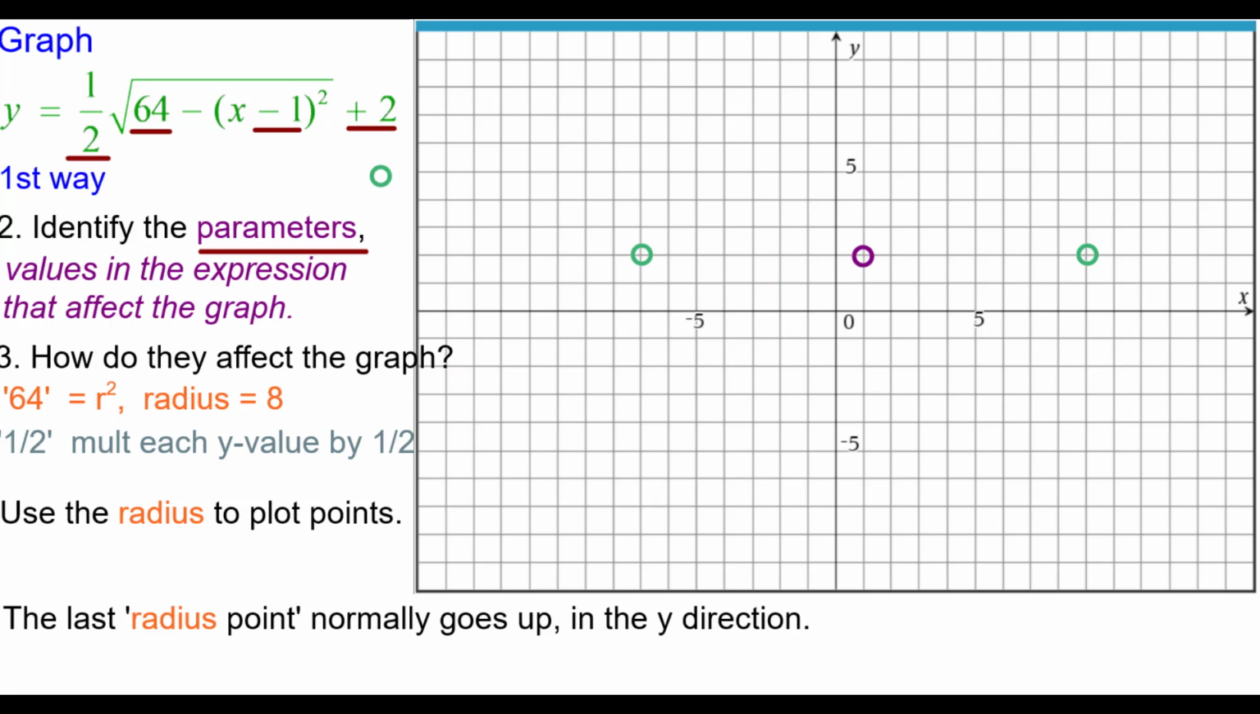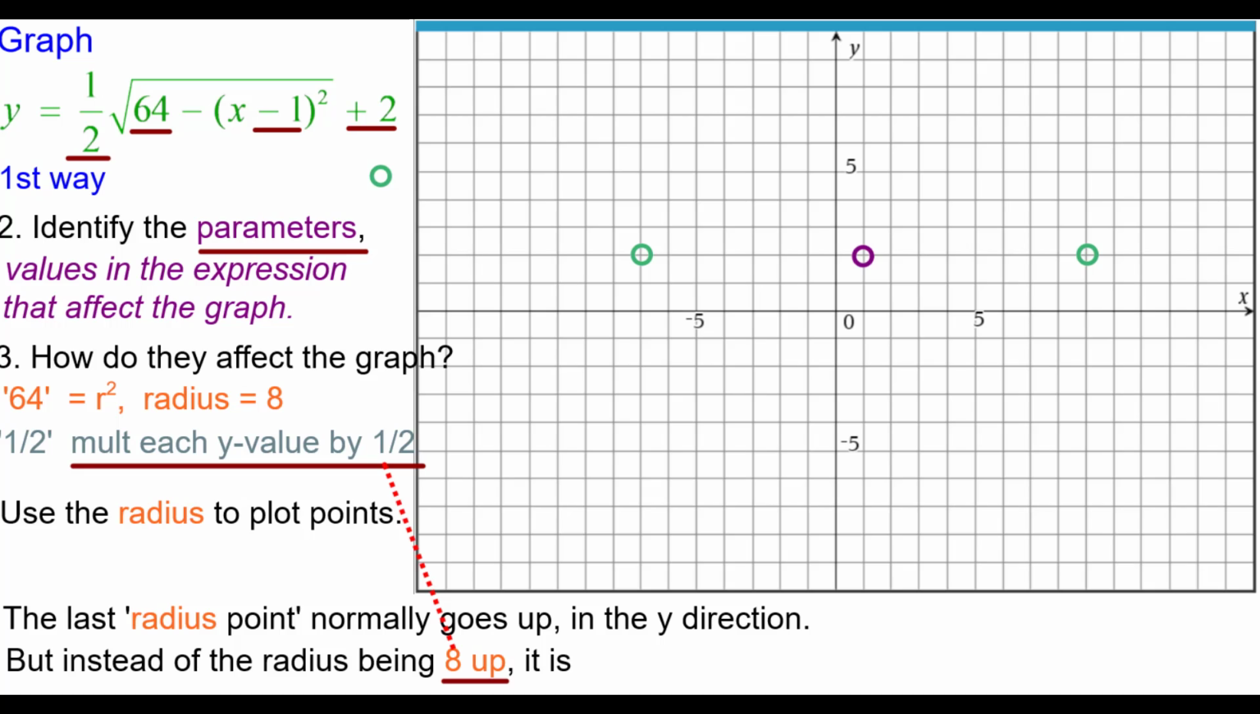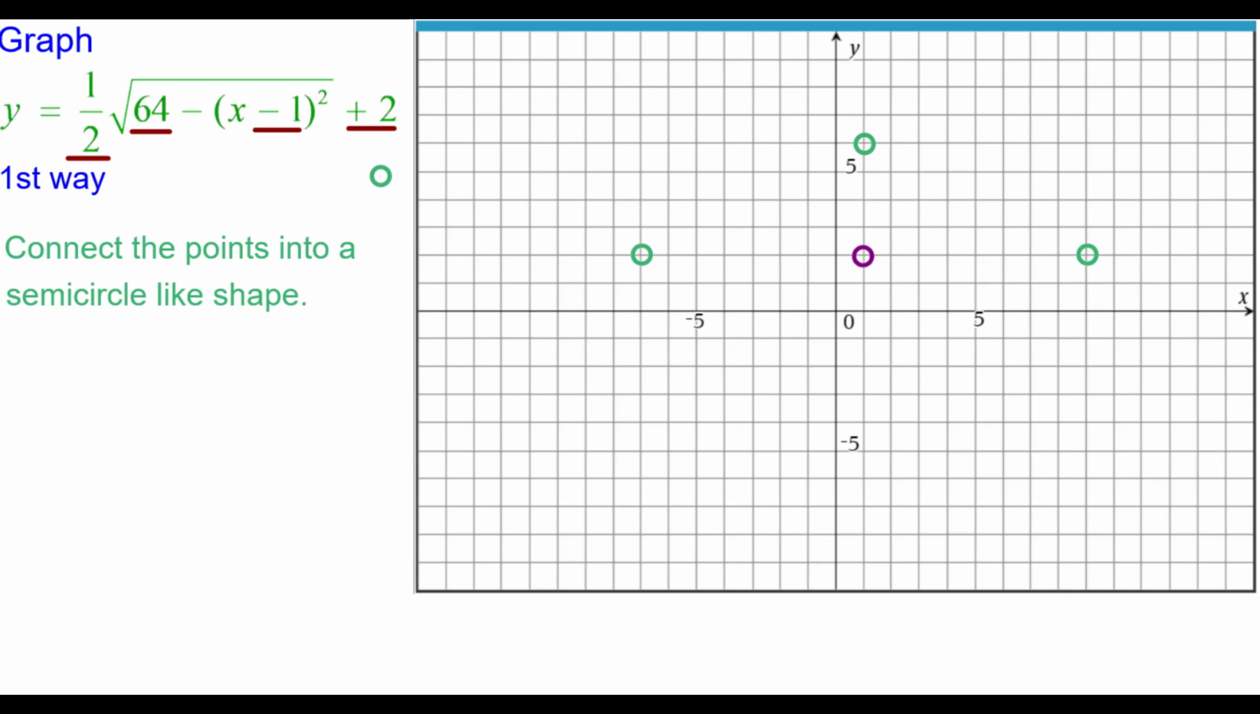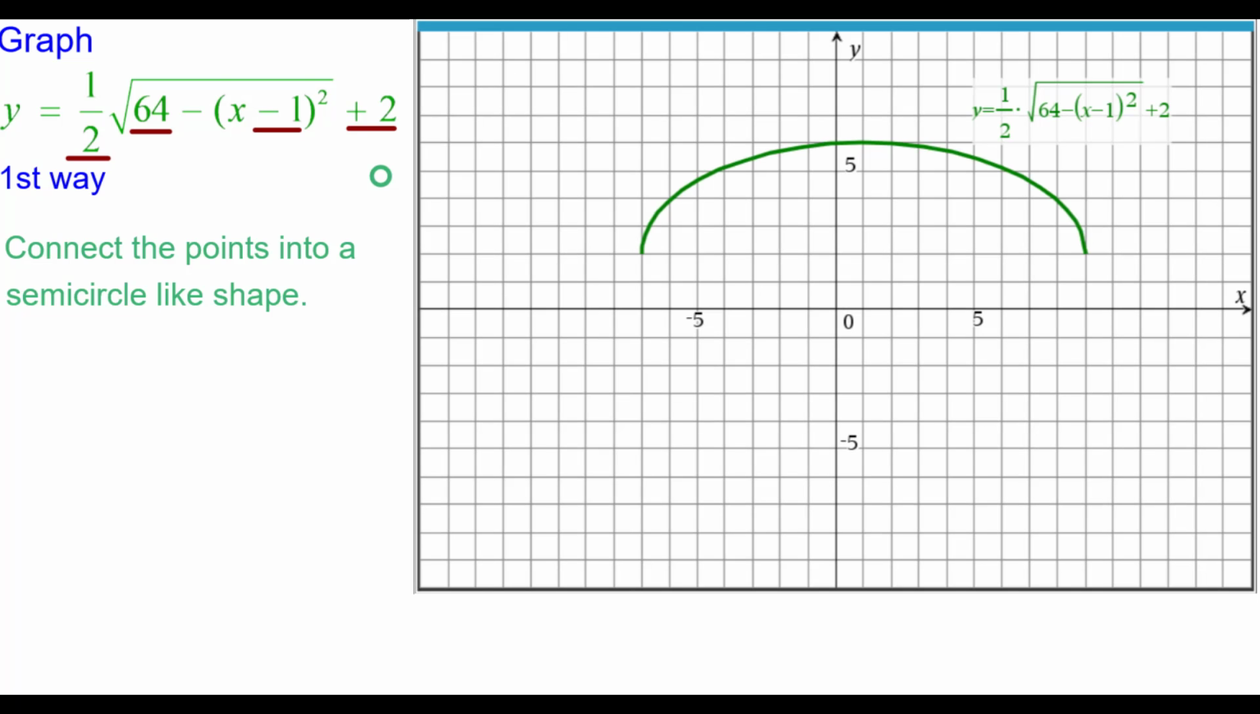But the last point normally goes up in the y direction, but instead of going 8 up, we have to multiply each y value by 1/2 and only go up 4 from that center point and plot that point. These 2 points weren't affected by that. Connect the points into a semicircle looking shape, and then we'll compare it to the parent function.